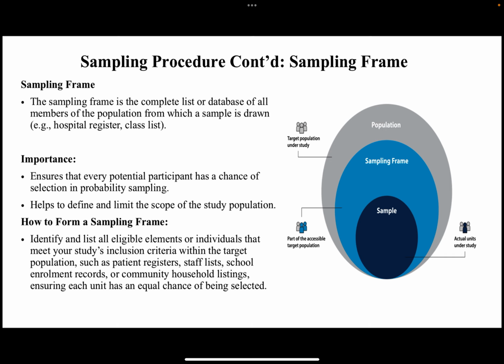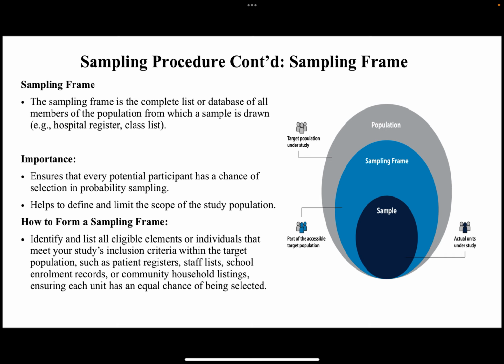Because it contains the complete list of that student, and usually it's out of the sampling frame that we get the sample. Is that okay? Good. So the sampling frame is more like a complete list of the entire population. If we have the population, we get the sampling frame from the population. The sampling frame is like a complete list of the population, especially the population that meets your inclusion criteria.